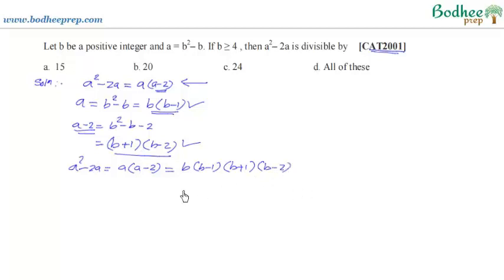Now arranging them in increasing order, I can write that b minus 2 will be the smallest, followed by b minus 1, then b, and the last and the largest term will be b plus 1. Now observe that these four terms are consecutive terms, like b minus 2, then b minus 1, b, and b plus 1. So we can say that it's a product of four consecutive integers, so it must be divisible by 4 factorial or 24, which is option C.